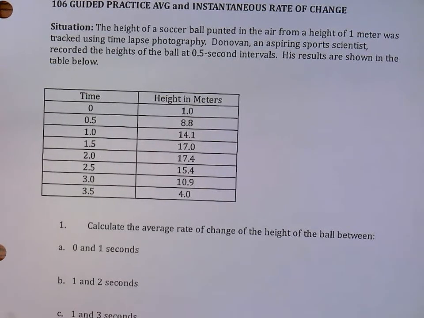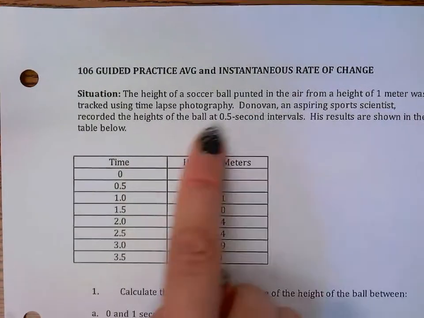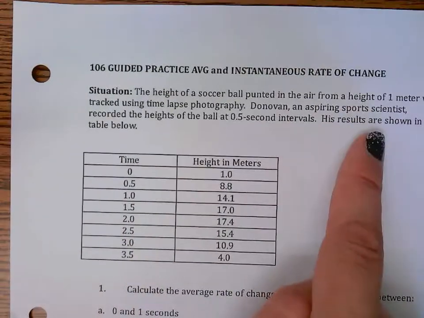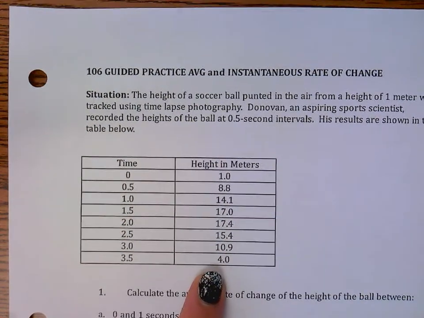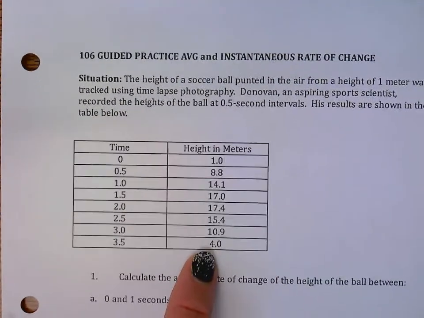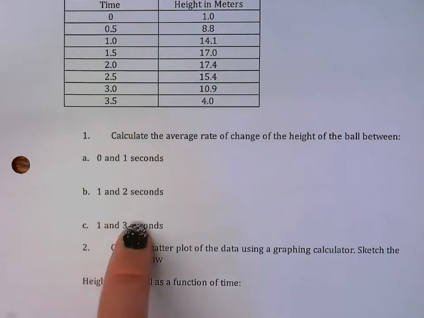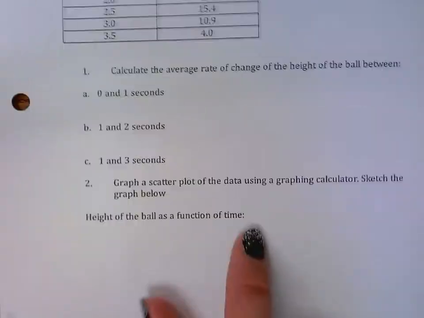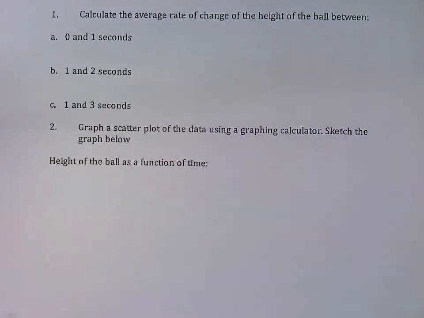Because we typed it in quickly with open box, but let's actually, so this is the height of a soccer ball punting through the air, taking some time-lapse photography so they know the height of the ball at different times through the air. So it basically goes up and then it comes back down. So you can go back and do this in a minute because this is just average rate of change using those table of values. But let's actually come up with our scatter plot on the graphing calculator together.